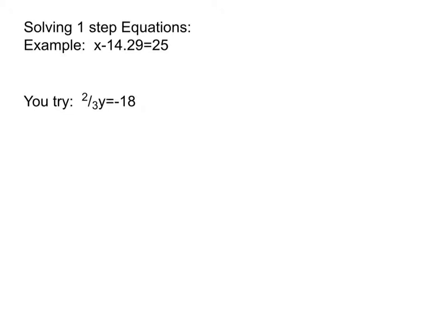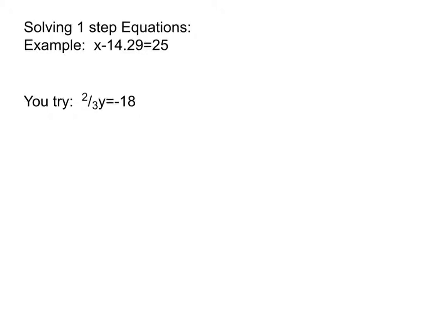Okay, solving a one-step equation. So these are pretty simple. You can probably do these practically in your sleep by now. But let's just talk about solving equations. We always want to do the inverse to get something by itself. So if we want to get x by itself, in other words, if we're trying to solve for x, we need to get rid of that minus 14.29. So the inverse of that would be adding 14.29.